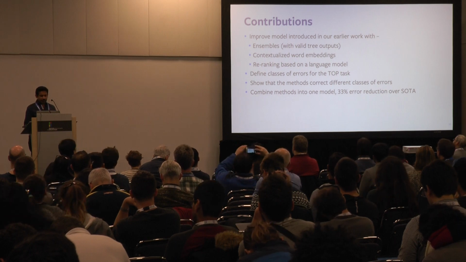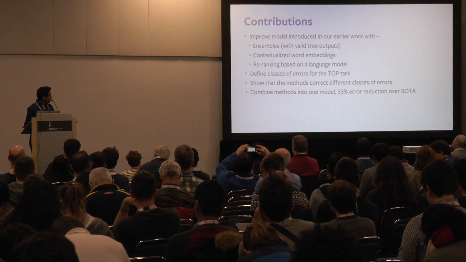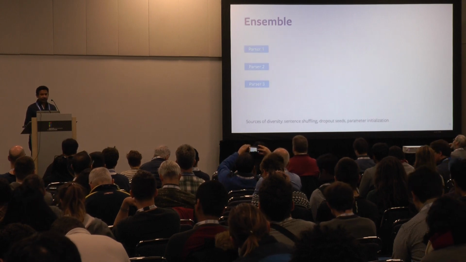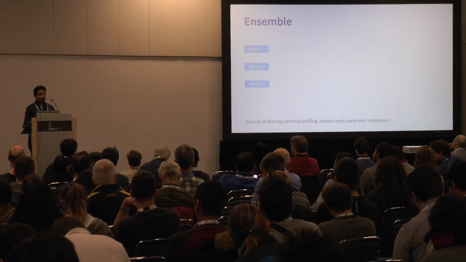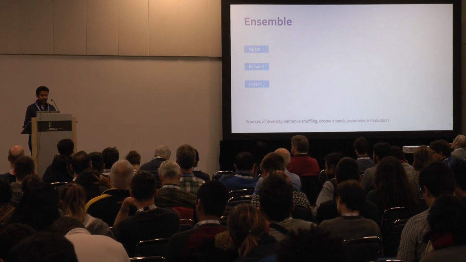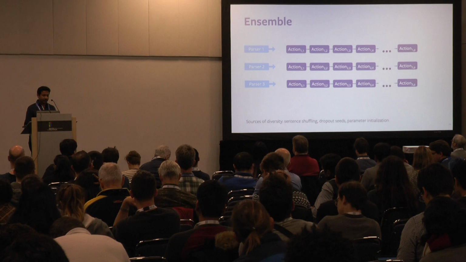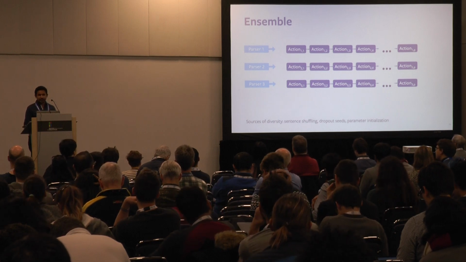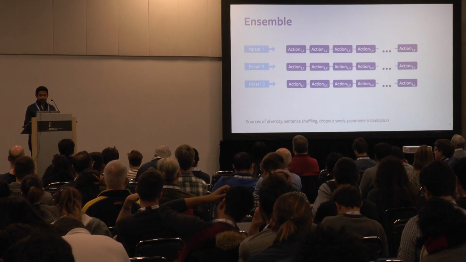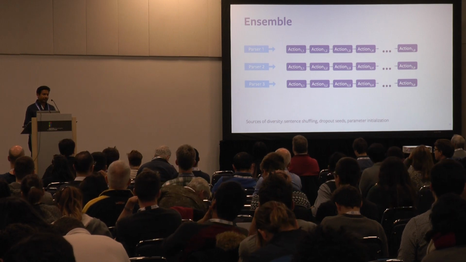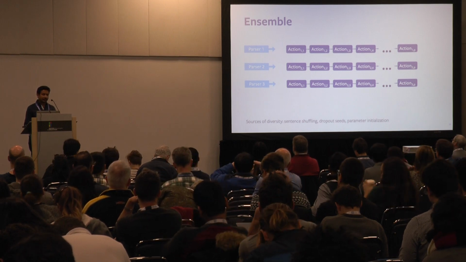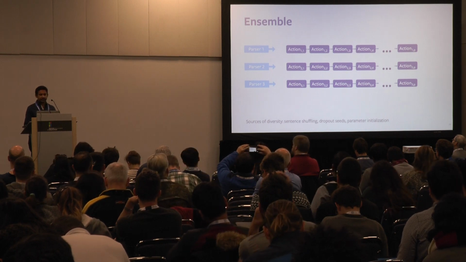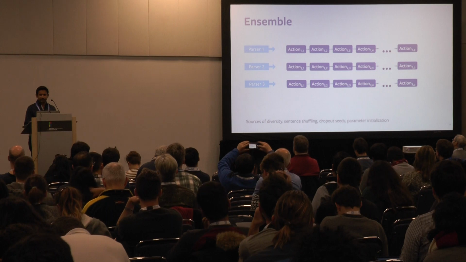So let's go through the first method. We try out ensembling. What is ensembling? We have trained multiple parsers, and the outputs of these parsers might vary slightly. And those sources of diversity could be shuffling the sentences, the seeds of dropout, parameter initialization, a bunch of different things. What we want to do is to combine the output of these three parsers, or n parsers in general, and predict a valid tree output. Now, there are multiple ways you can do this.